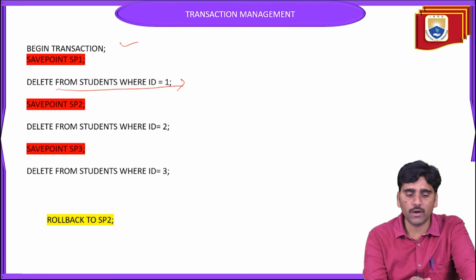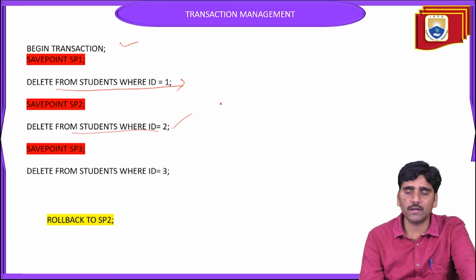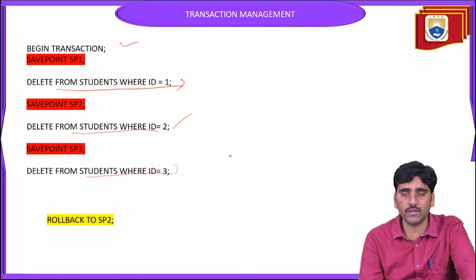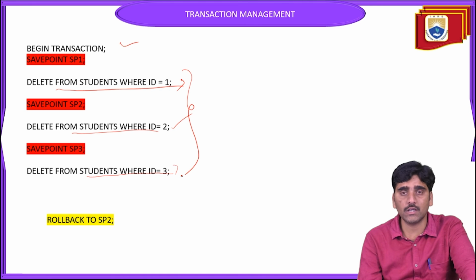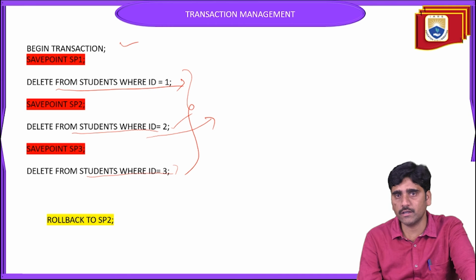And for the second save point, SP2, I am deleting the students where ID equals 2. Similarly, I am going to create save point 3 for deleting the students where ID equals 3. So after creating all these save points, I am going to roll back or restore or recover the data whose ID equals 2, which was deleted from the students table.